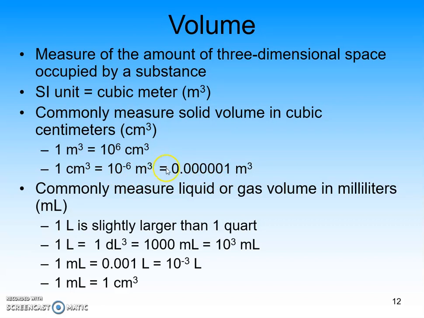You know, my friends, we commonly measure the volume of liquids or gases in liters and milliliters. 1 liter is slightly larger than 1 quart. 1 liter is equal to 1 cubic decimeter, 1000 milliliters, or 10 to the power 3 milliliters. 1 milliliter is equal to 0.001 liter, or 10 to the power minus 3 liter. 1 milliliter is equal to 1 cubic centimeter.